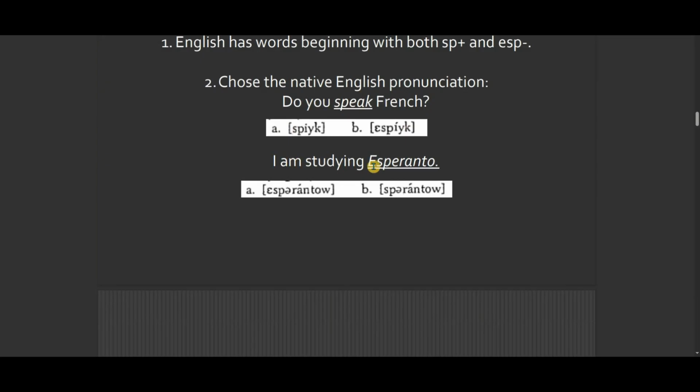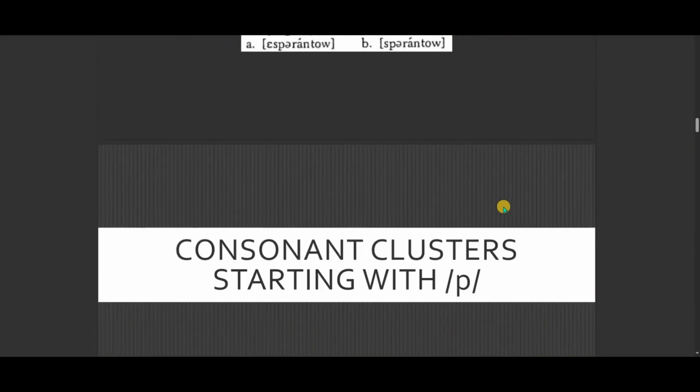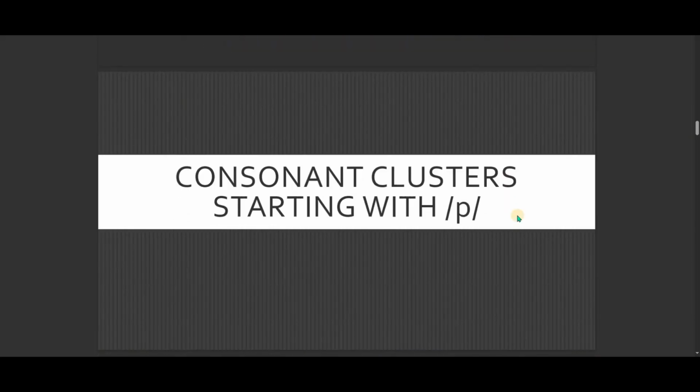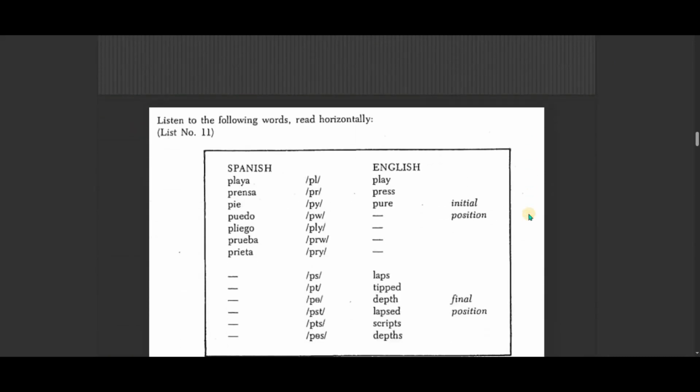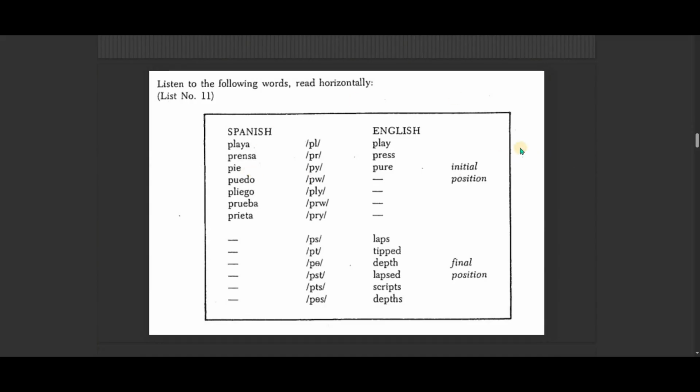I am studying Esperanto. Will it be Esperanto or Speranto? Pretty easy, right? So we know that it's Esperanto. Okay. Then we have consonant clusters, starting with P as well. The P sound. Let's listen to the following words.